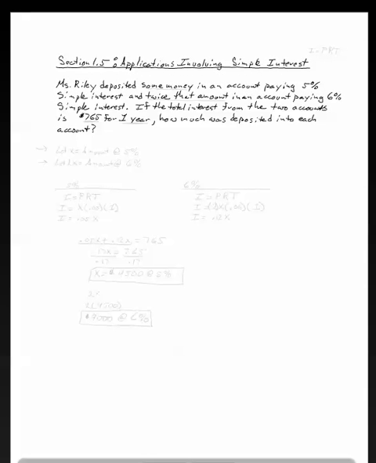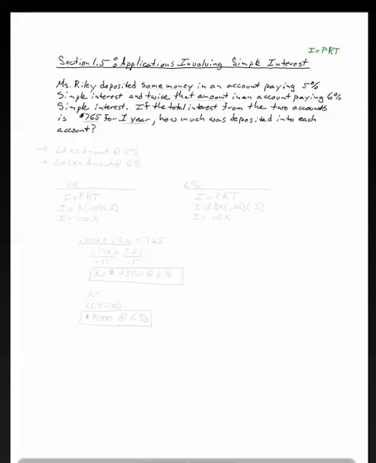So this is another application involving simple interest. Remember that simple interest is interest equals principal times rate times time. Miss Riley deposited some money in an account paying 5% simple interest and twice that amount in an account paying 6% simple interest. If the total interest from the two accounts is $765 for 1 year, how much was deposited into each account?